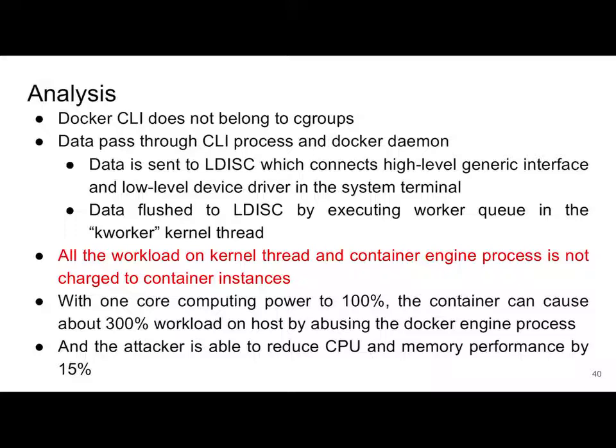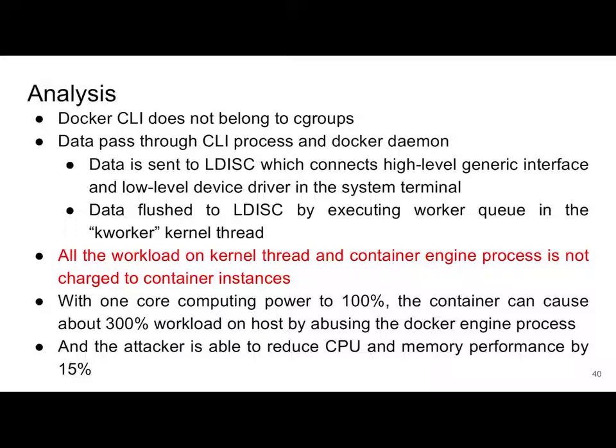The data first passes through the CLI process and the container daemon and reaches the TTY driver for further processing. Specifically, whenever data is processed, it is processed by the CLI and the container daemon and reaches the TTY driver, and then it's sent to the line discipline. The line discipline connects the high-level generic interface with the low-level device driver in a terminal system. Then the data is flushed to the disk by executing a work queue in a kworker kernel thread. As a result, all the workload on the kernel thread and all container engine processes will not be charged to the container instance.